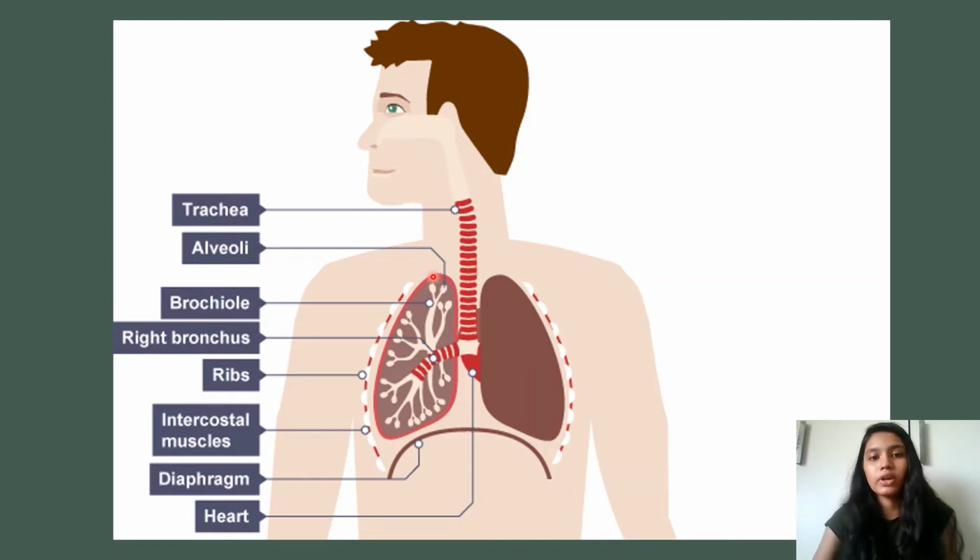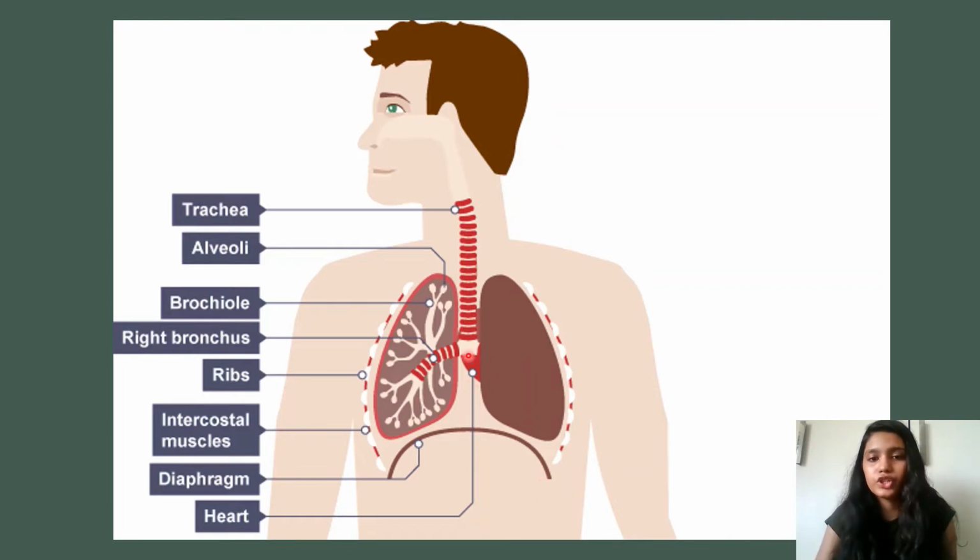So it's a moist lining. It's only one cell thick. There are millions of alveoli present all over the surface, so that again increases the surface area as well. And then you have the diaphragm, which is this structure over here. You will learn about the diaphragm in the next few slides. It's got an important role in breathing.